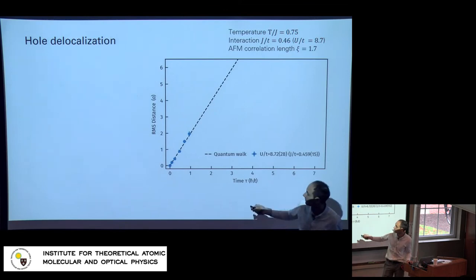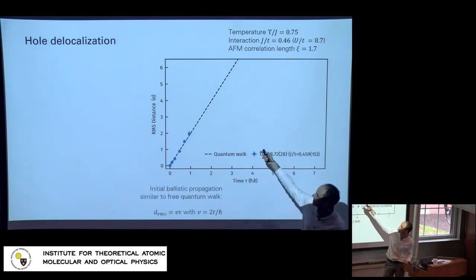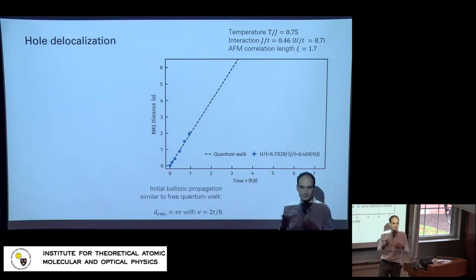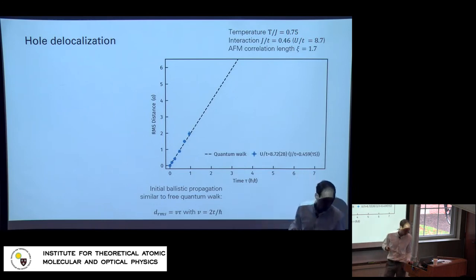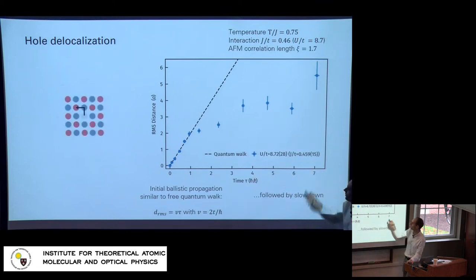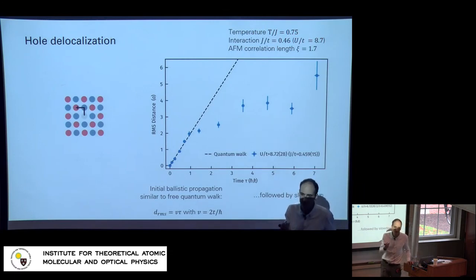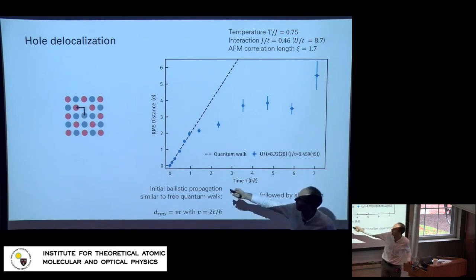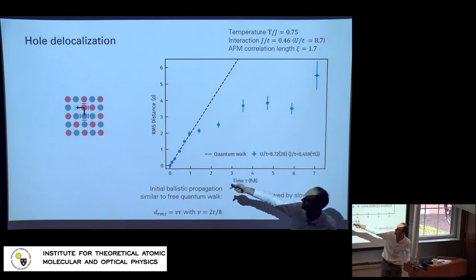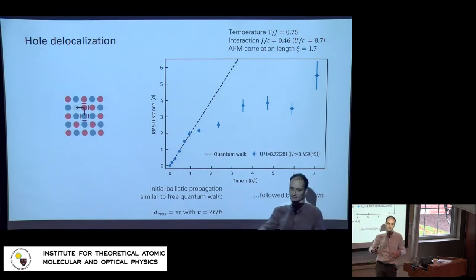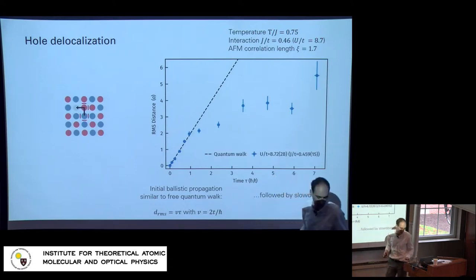At very short times, we see a ballistic propagation, which is compatible with a free quantum walk determined by the Ptolemy. And as time passes, we see that this hole velocity is strongly reduced. You can intuitively see this in real space by thinking about the motion of a single hole in a Néel antiferromagnet. As the hole moves, it creates some frustrated bonds which cost energy and slow down the hole.